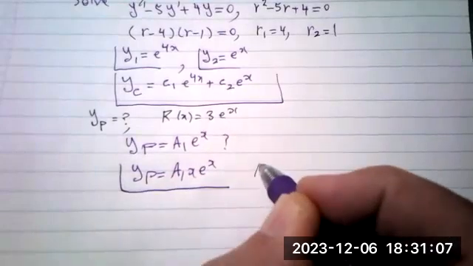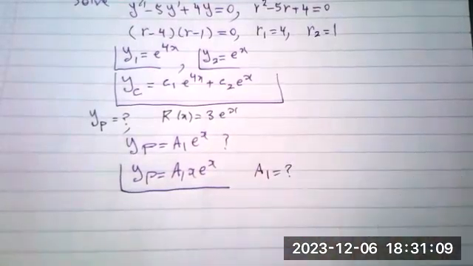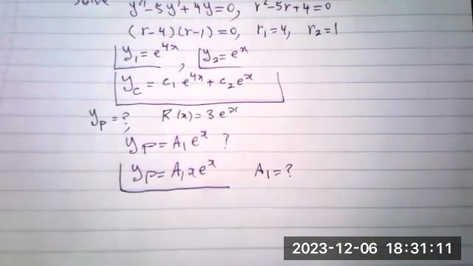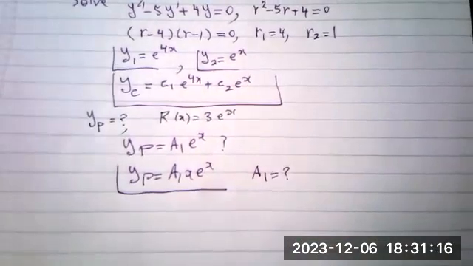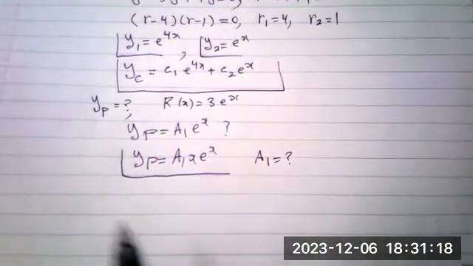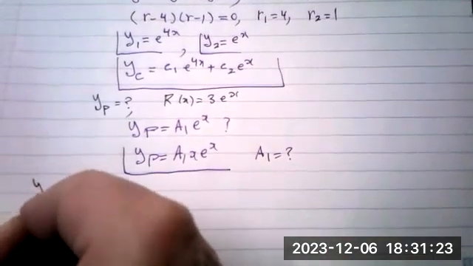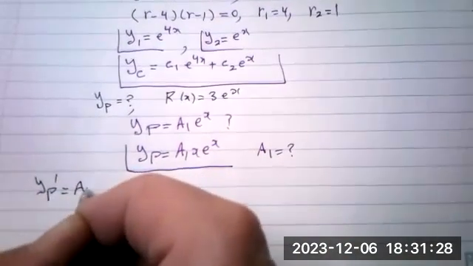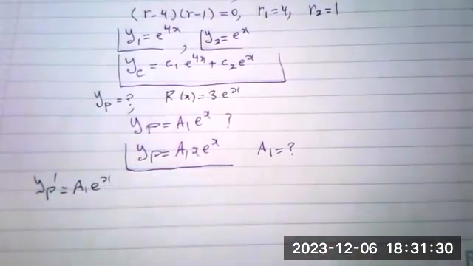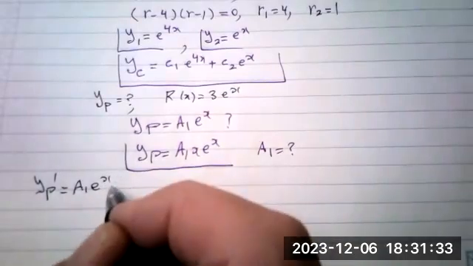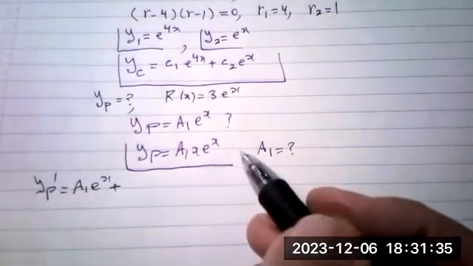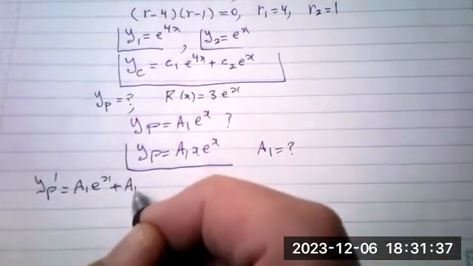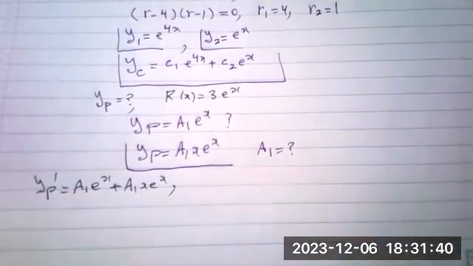Now we have to find the A1. To find the A1, you have to differentiate it, substitute it into the equation, and let the coefficients be equal to each other to get the answer. So we go for it. Find the derivative. So this is it. First derivative, you have to use the product rule. The derivative of the first times second gives you A1 e to the x because the derivative of x is 1, plus the derivative of the second times first, the derivative of e to the x would be e to the x. So that gives you A1 x e to the x again. So that's y prime.